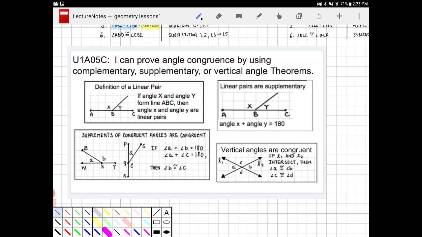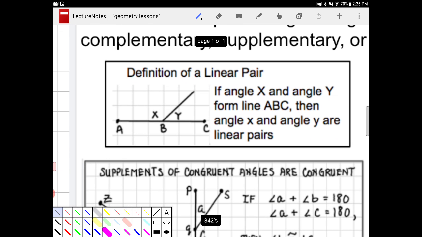In this lesson, we are going to be using the following ideas, the following facts. The first one being, what is defined as a linear pair? The definition of a linear pair is we have two angles that are adjacent to one another, and the two of them form a straight line. If we recognize this to be true, then this is in fact a linear pair. So again, two angles adjacent to one another forming a straight line.